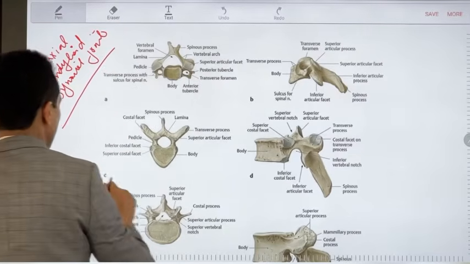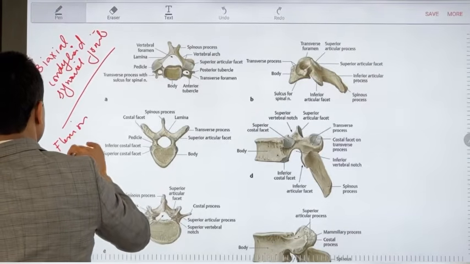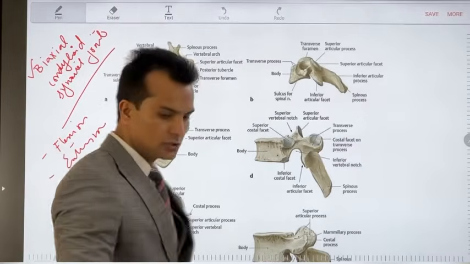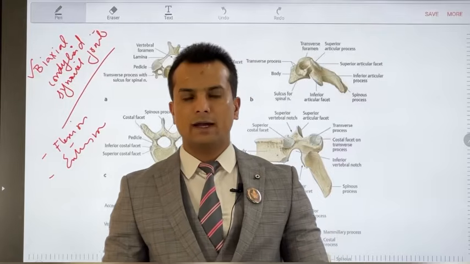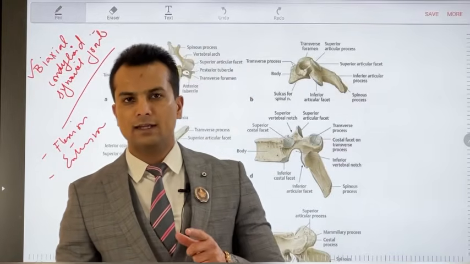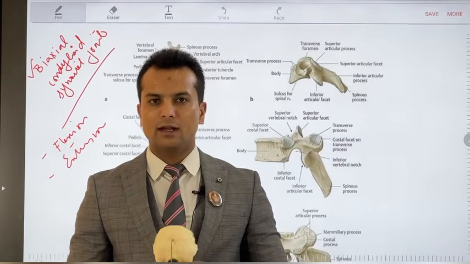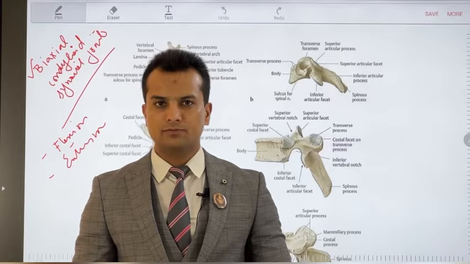And what are the movements here? The movements are flexion and extension of the neck. This is a biaxial condylar synovial joint, and this movement is possible because of the atlanto-occipital joint. So remember this please.